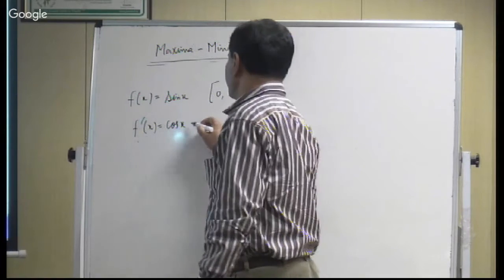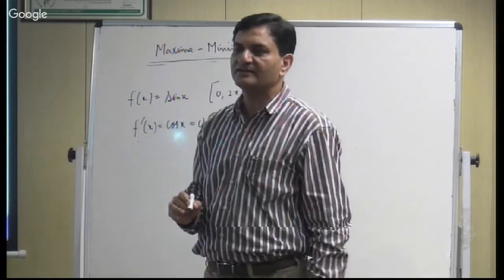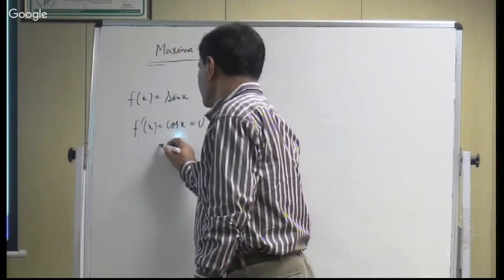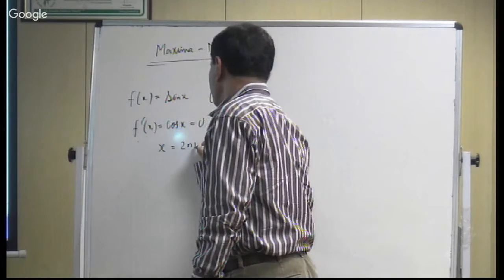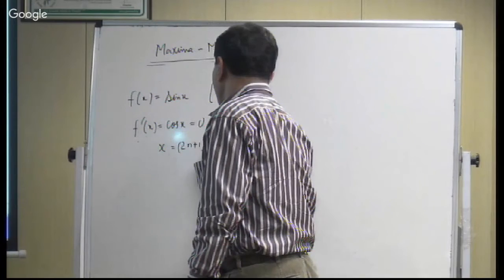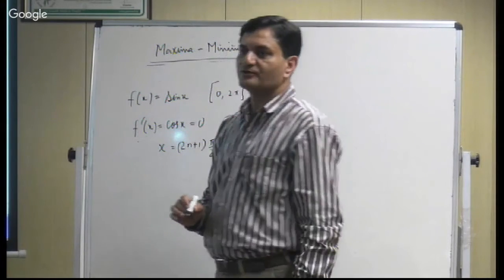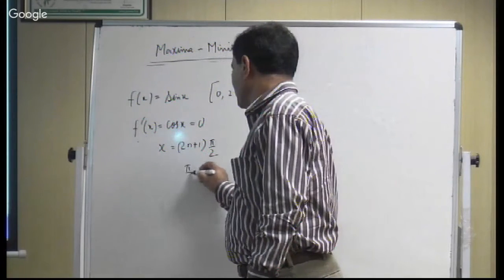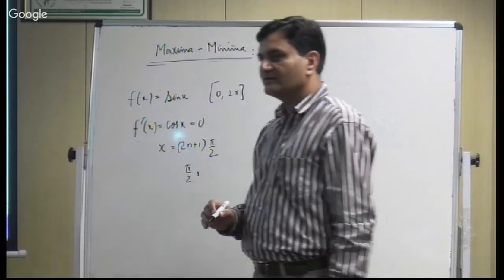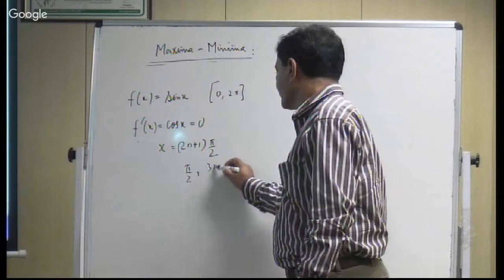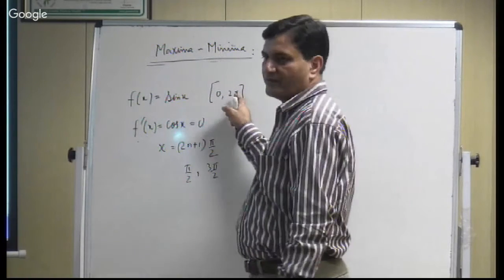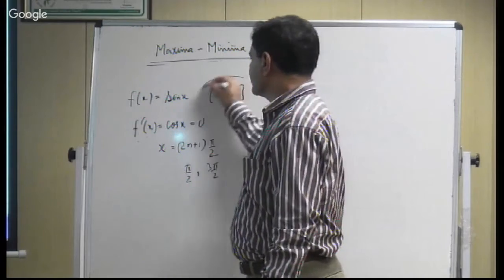Now, when is the derivative 0? When is cos theta 0? When theta is an odd multiple of pi by 2. If you write the general solution, it is (2n plus 1) multiplied by pi by 2, right? Now you substitute n equal to 0, what will you get? Pi by 2. And if you substitute n equal to 1, 3 pi by 2. And 5 pi by 2 will exceed 2 pi. So we have to take in this domain.